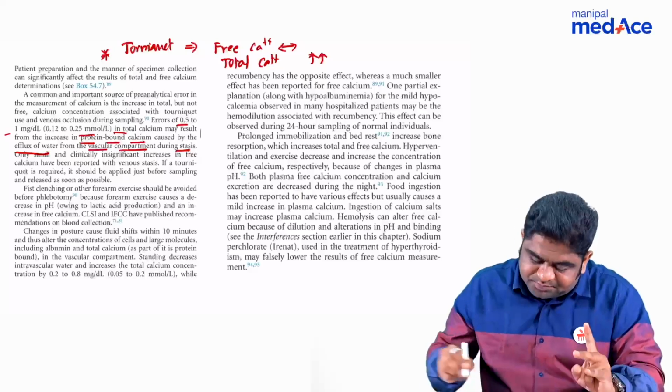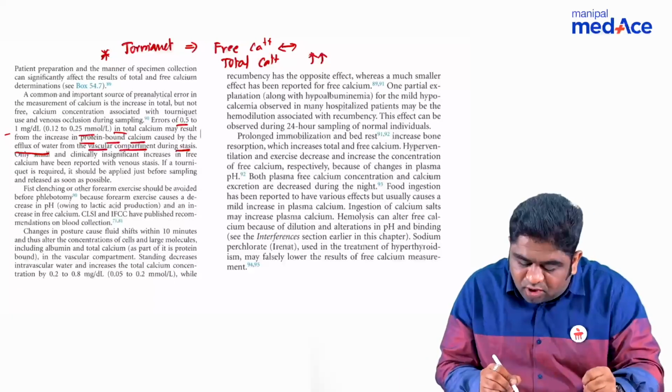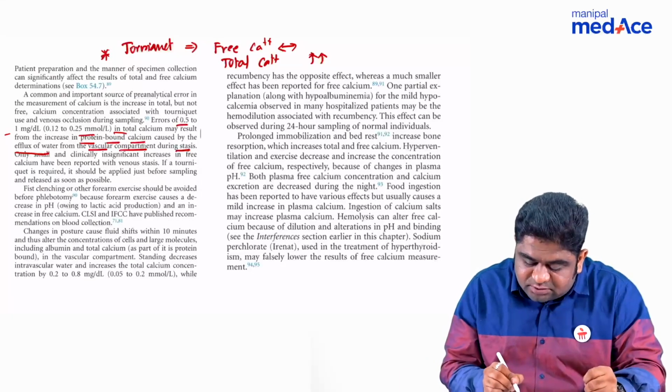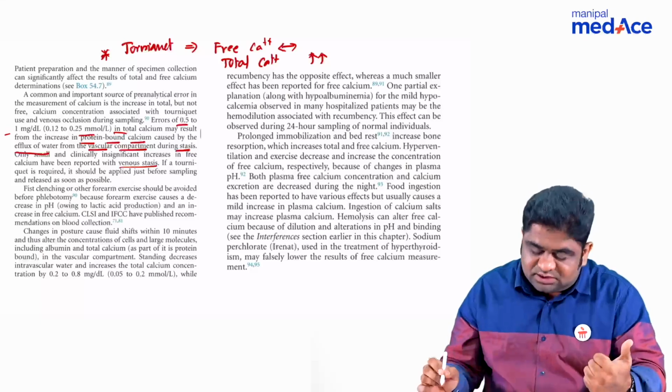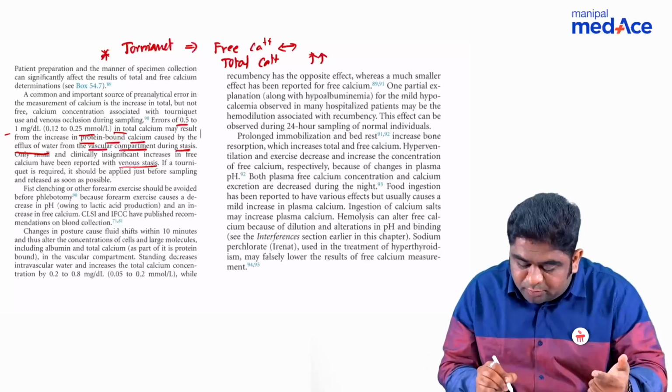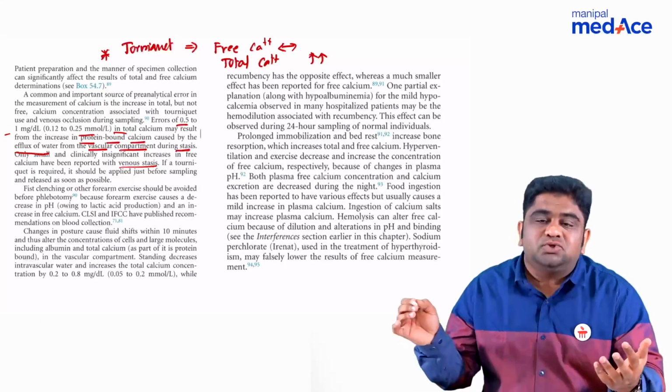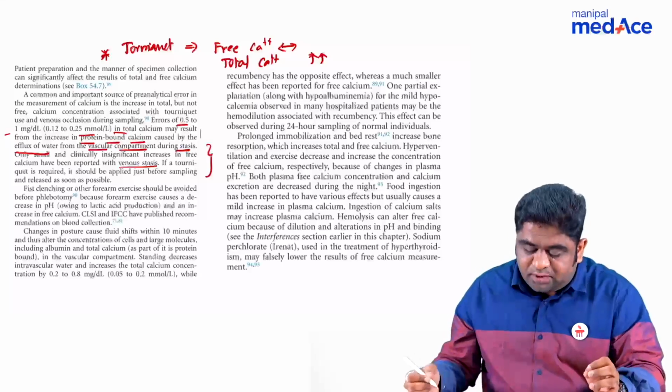So stasis can lead to a fall in the free calcium, but the apparent total calcium can increase. Next, only a small and clinically insignificant increase in free calcium has been reported with venous stasis. That is another statement. If a tourniquet is required, it should be applied just before sampling and released as soon as possible. That is what is to be understood.